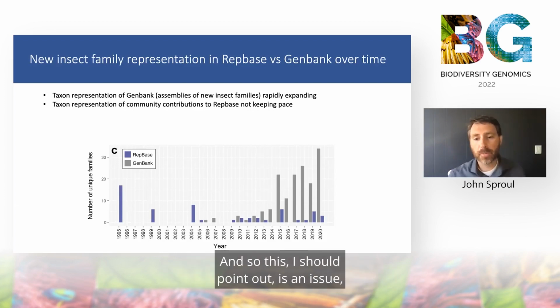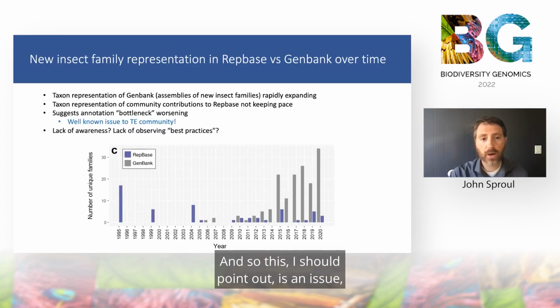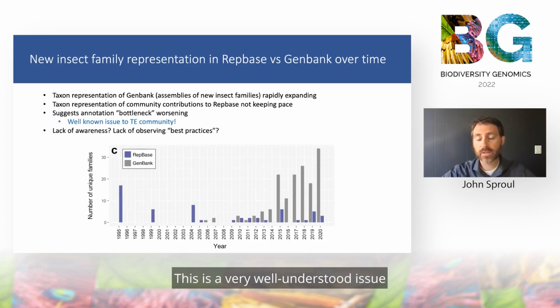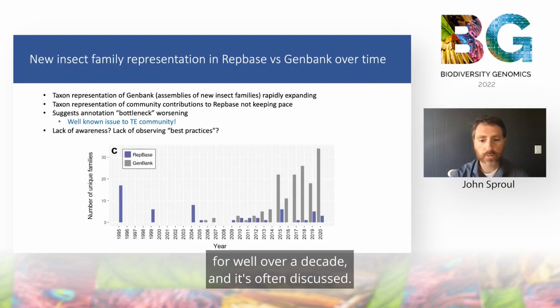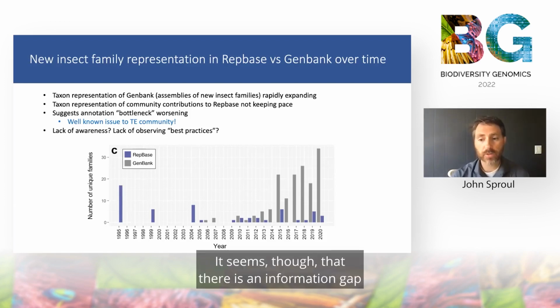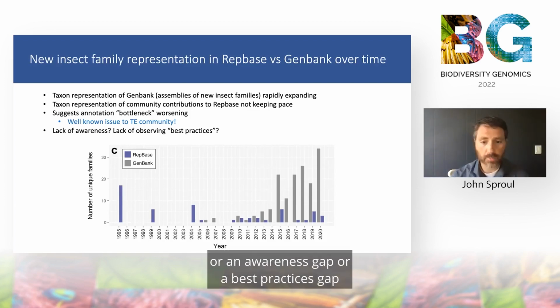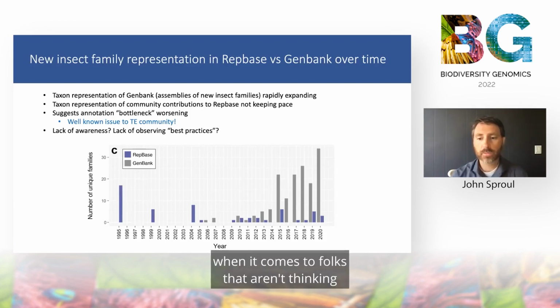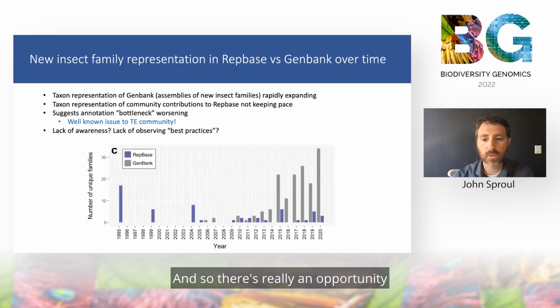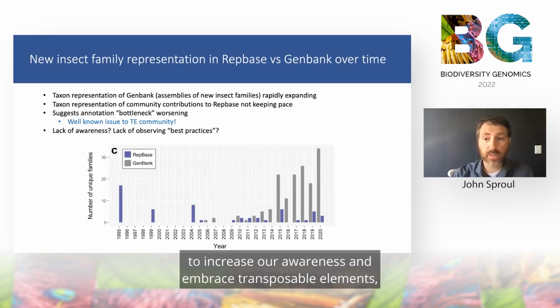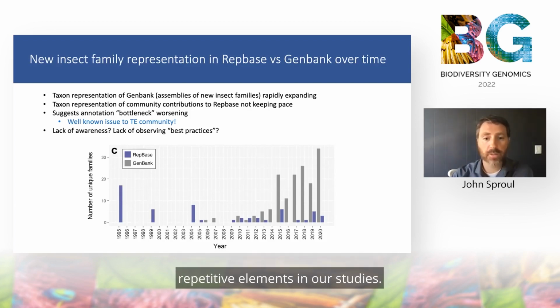And so this, I should point out, is an issue, this annotation bottleneck. This is a very well understood issue among circles of transposable element folks, right? This has been in the TE literature for well over a decade, and it's often discussed. It seems, though, that there is an information gap, or an awareness gap, or a best practices gap when it comes to folks that aren't thinking about transposable elements and repetitive elements. And so there's really an opportunity to increase our awareness and embrace transposable elements and repetitive elements in our studies.